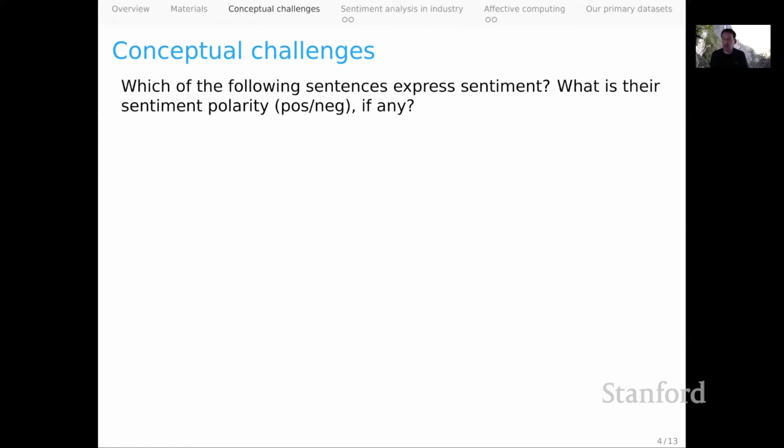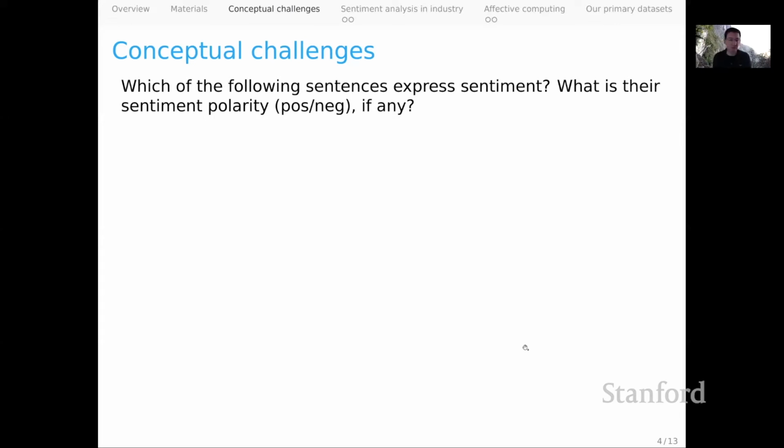So I want to start by just motivating the idea that sentiment analysis is an interesting problem, because you often hear people say things like sentiment analysis is solved, or it's overly simplistic, or just too easy. And I think none of those things are true. And to motivate that, I just want to do a little data-driven exercise with you.